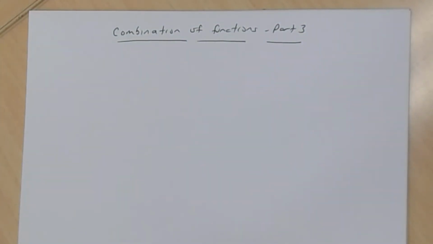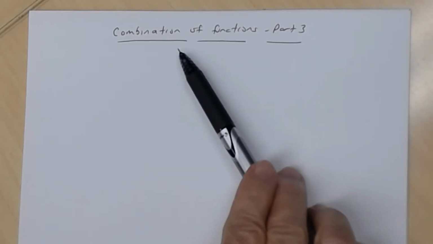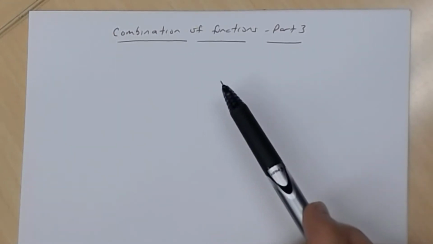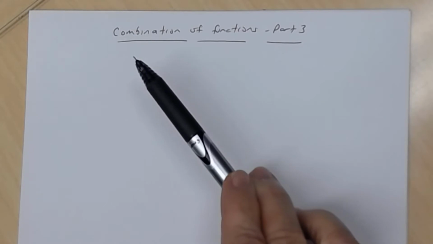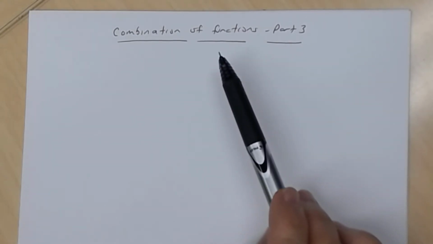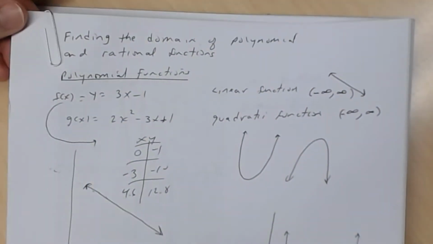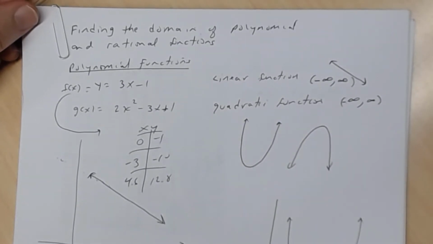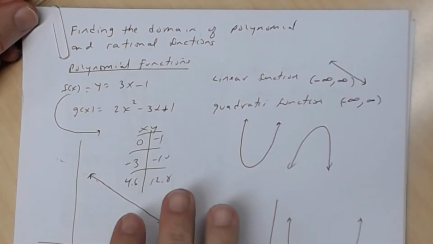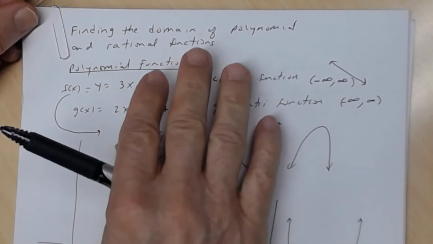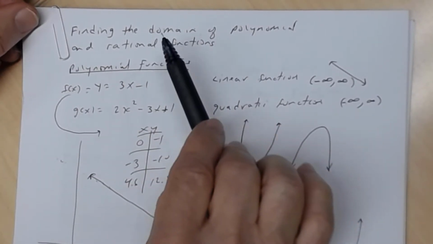This is part 3 of the lesson on combination of functions. Before we begin part 3, it is very important that you review parts 1 and 2, because this is just a review of parts 1 and 2 and also the lesson that dealt with finding the domain of polynomial and rational functions. It's a good idea to go back and review how to find the domain of polynomial and rational functions.